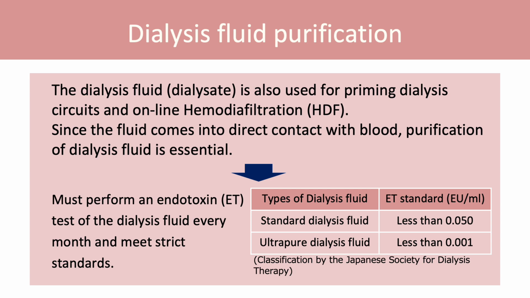Endotoxin is a toxin produced by gram-negative bacteria, and if a large amount of endotoxin enters the bloodstream, it can cause the symptoms of shock, fever, and a drop in blood pressure. In Japan, the standard values are strictly set by the Japanese Society of Dialysis Therapy.